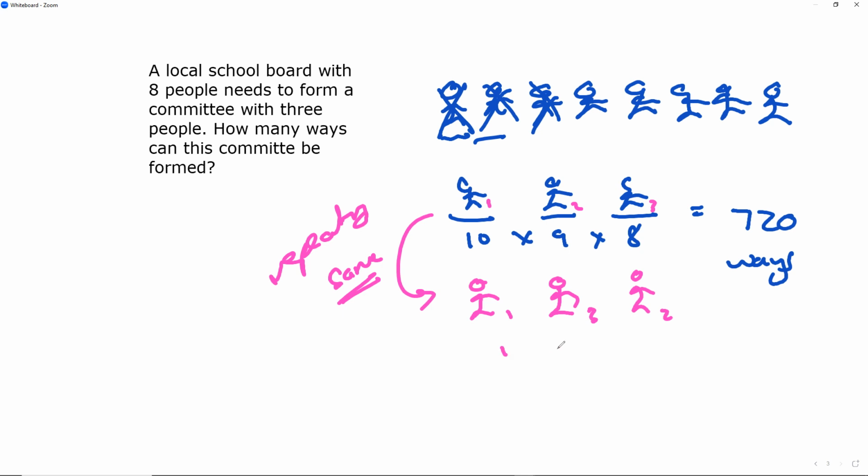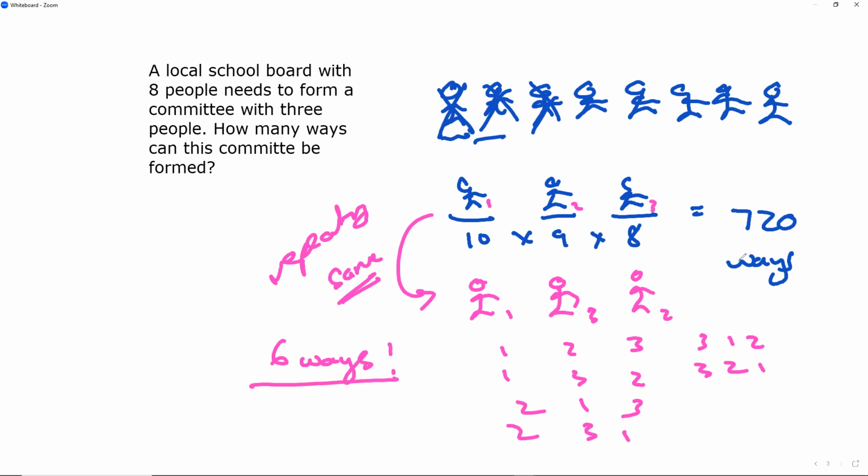And so we can arrange 1, 2, and 3 in how many ways? So we can go 1, 2, 3; 1, 3, 2; 2, 1, 3; 2, 3, 1; 3, 1, 2; 3, 2, 1. And so we got 6 ways of arranging that. So we would then take that 720 and divide it by 6. That means there'll be 120 possible ways to do this.